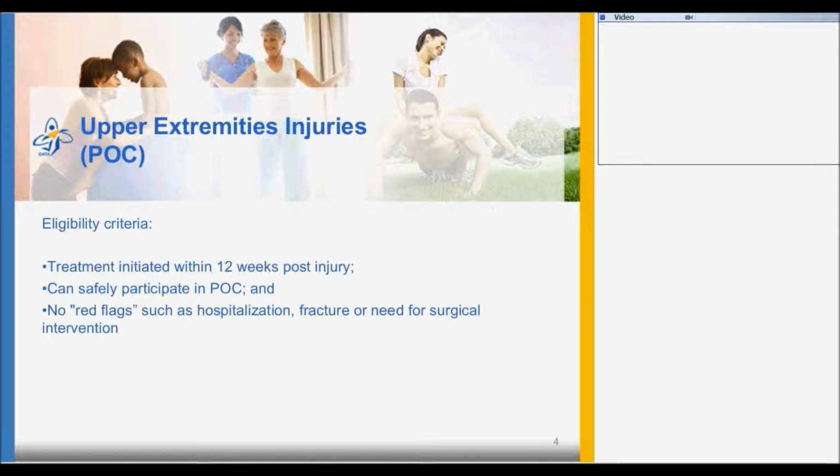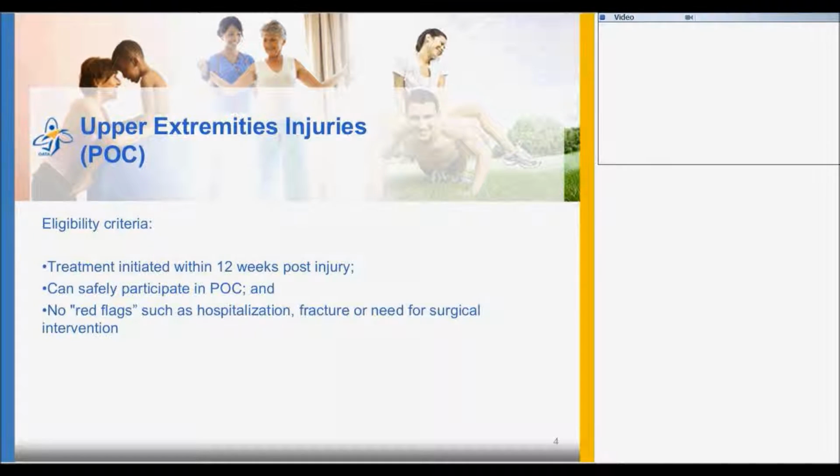A red flag for patients to be excluded from the project would include any clear indicator for immediate surgical intervention, hospitalization, acute inflammatory arthropathy, infection or fracture at injury site, neoplasm, significant unexplained weight loss, advanced neurological deficit, and major tears or shoulder dislocations.